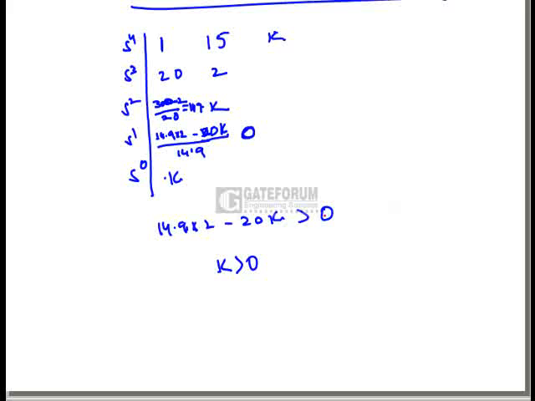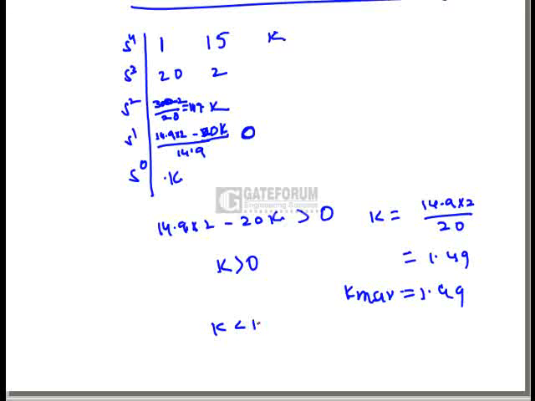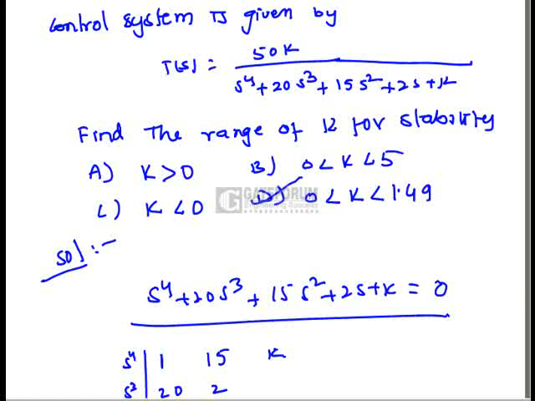Now find the condition here. If you solve for this, we will get k equals 14.9 into 2 by 20, that is 1.49. So if k is less than 1.49, then the system is stable. The marginal value of k that we got is 1.49. If k is less than 1.49, the system is stable, and one more condition is that k is greater than 0. If you combine these two conditions, our option will be D, 0 less than k less than 1.49.